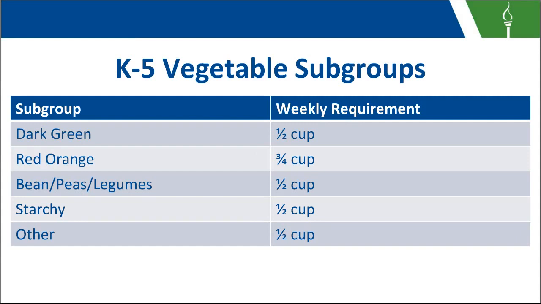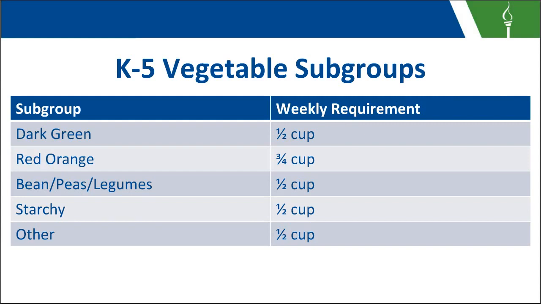So dark green vegetables is going to be like your broccoli, spinach, romaine vegetables, things like that. Red orange is going to be things like sweet potatoes, carrots, tomatoes. Beans, peas, legumes, you want to think of your typical beans, so like pinto beans, black beans, refried beans, kidney beans, things like that. Keep in mind that green peas are not a pea and green beans are not a bean. Green peas fall under the starchy subgroup.